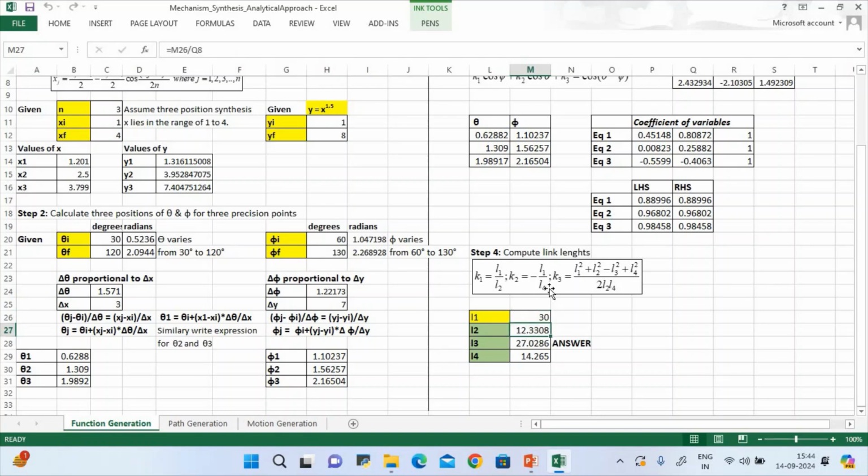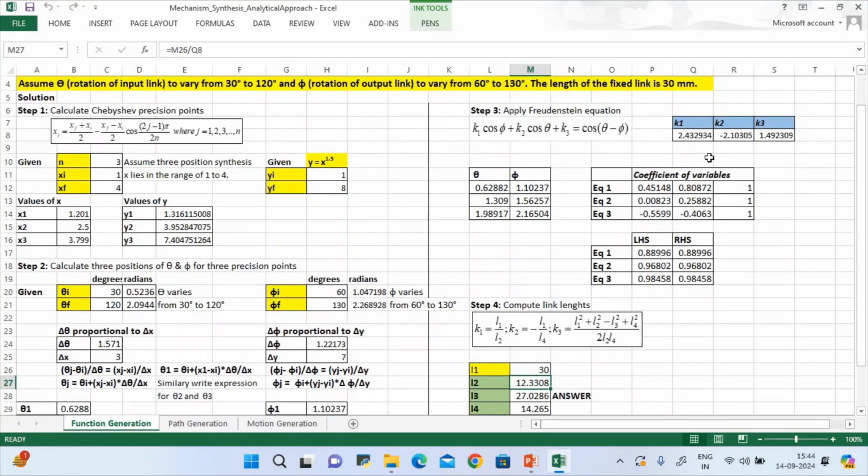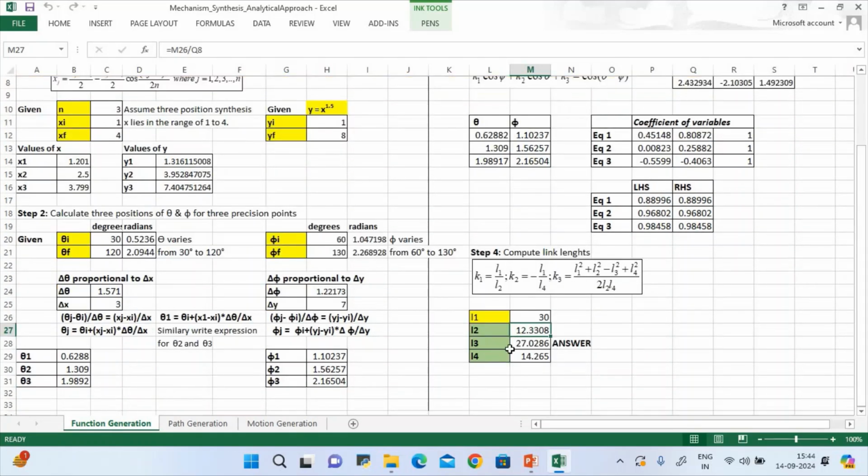L2 we can basically calculate from this expression. So L2 is L1 by K1. L1 is 30, that means this cell M26 divided by K1. So what is your K1 cell? K1 cell is the Q8 cell. So here you can put Q8.